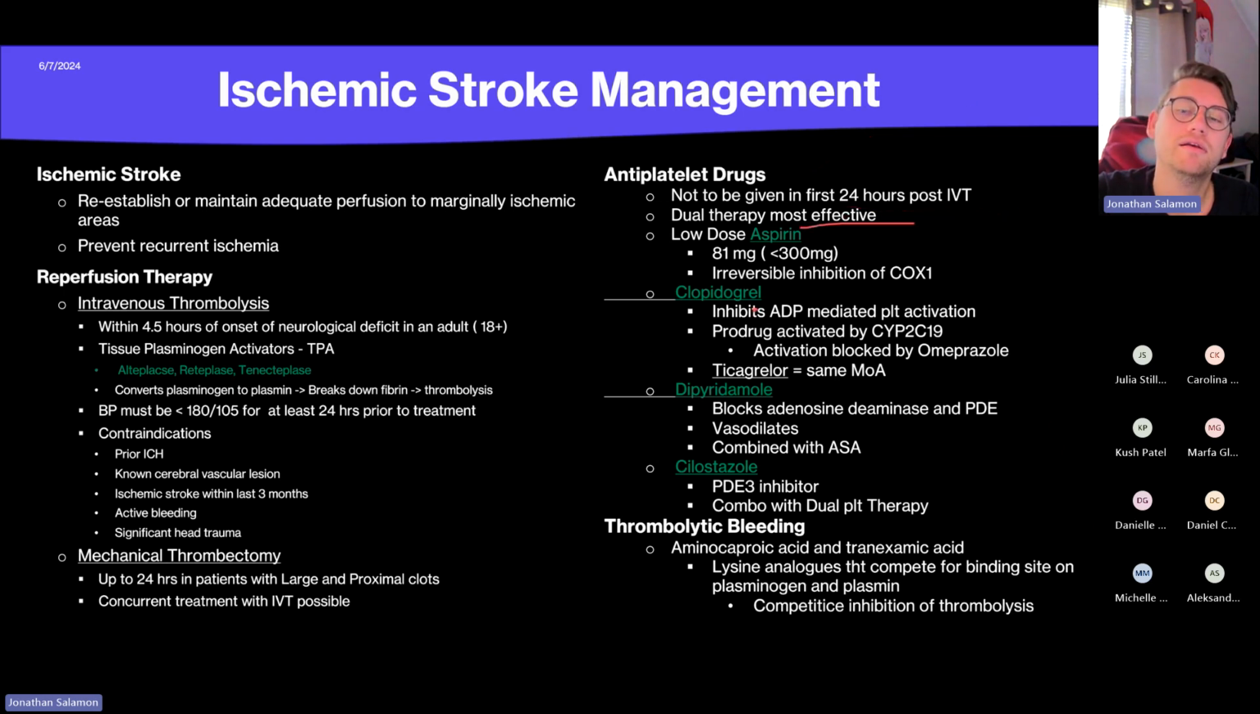Dual therapy, right? Aspirin, Plavix. We all know what aspirin does, right? COX-1 inhibition. Clopidogrel inhibits ADP, so the platelets don't activate each other. Be aware of these, but clopidogrel is the one they ask about a lot.